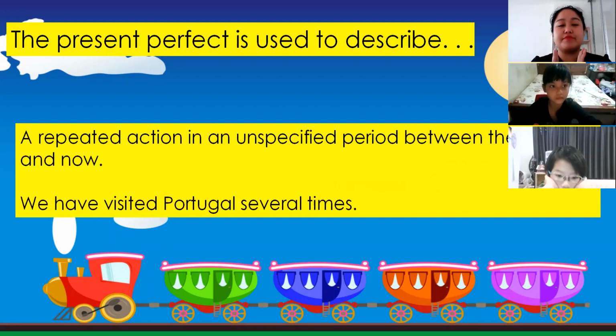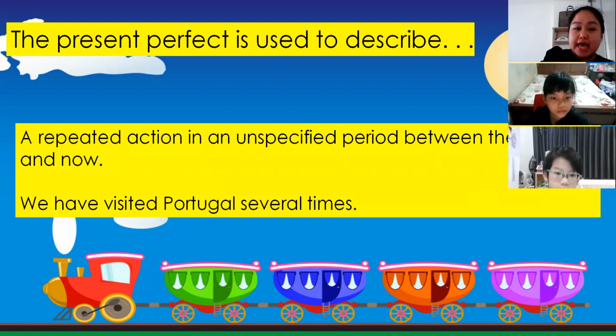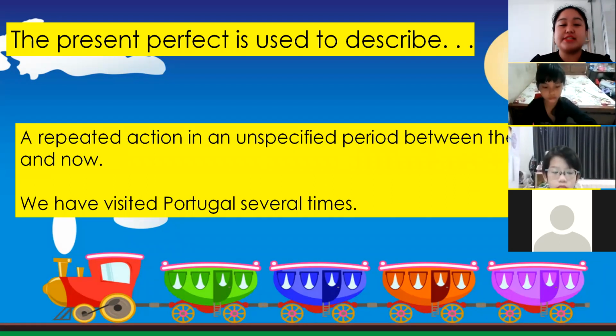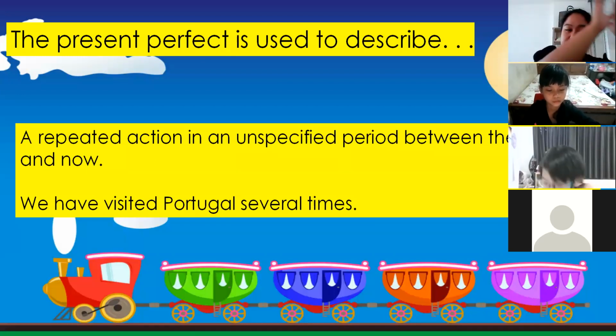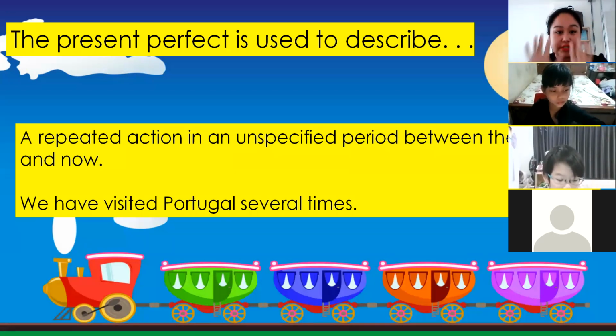Next, present perfect is also used to describe a repeated action in an unspecified period between the past and now. For example, we have visited Portugal several times. The period of time is unspecified. It only says several times. We don't know when it started or when it ends, or if it's still continuing.